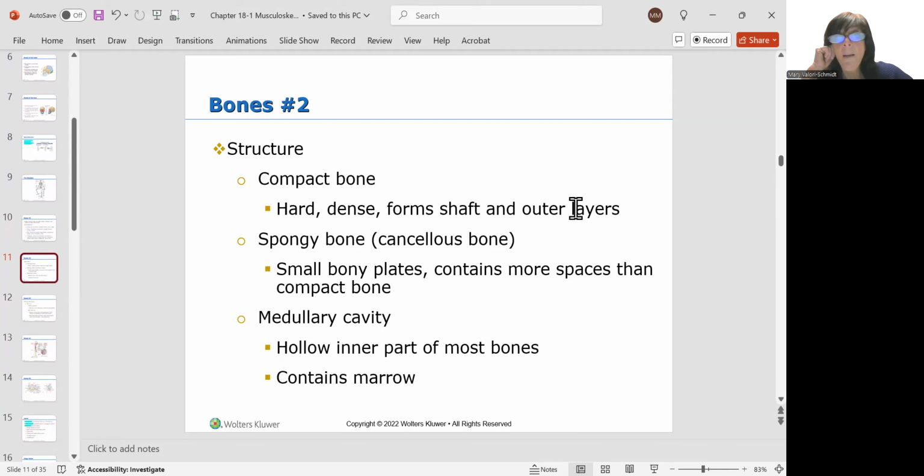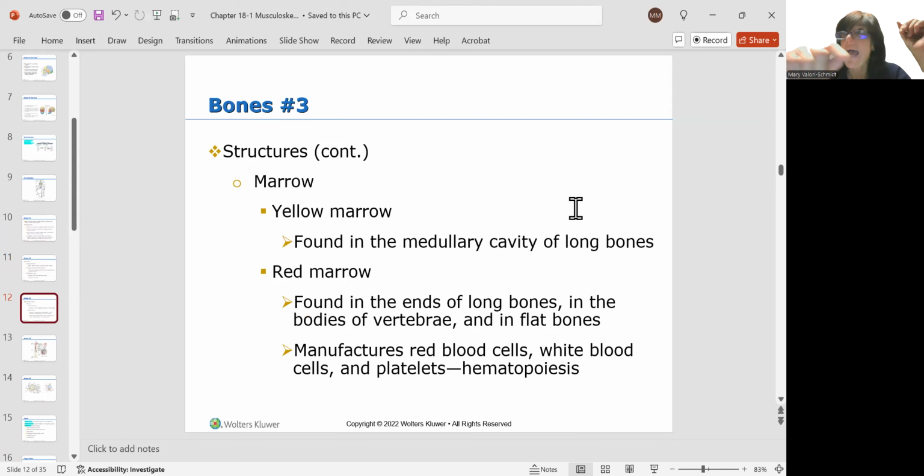Structure of bones. So compact bones are hard and dense, right? Spongy bones are smaller bones. Think about the spongy part of the bone that's not quite the bone marrow. Inside the cavity is where the marrow exists, and there's yellow marrow and there's red marrow. So we'll talk about hematopoiesis, and you need to know hematopoiesis, right? The red marrow is where hematopoiesis takes place, right?